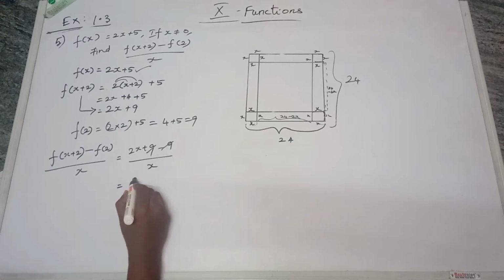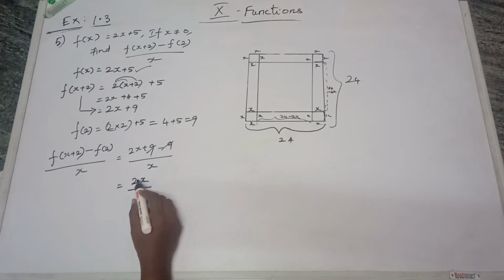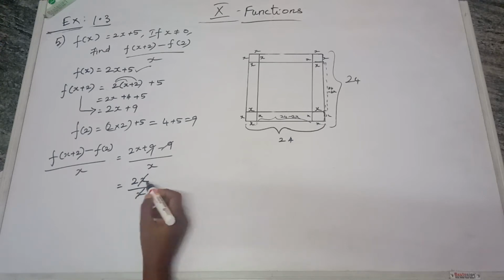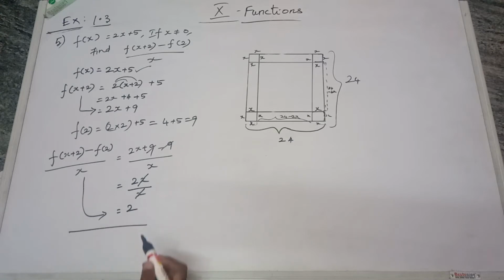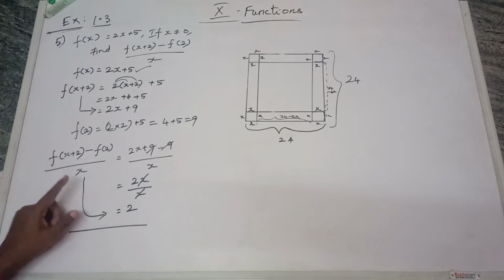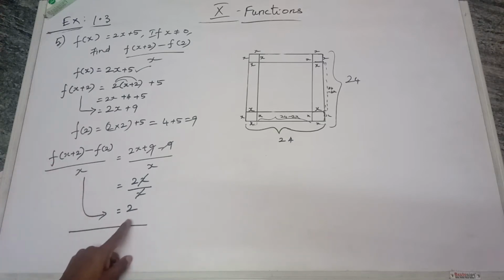Then the rest is 2x in numerator. Denominator we have x. Here in between x and 2 multiplication is there, and in division x is there, so we can cancel x. So what's the final value? 2. The value of the expression [f(x + 2) − f(2)] / x is nothing but 2.